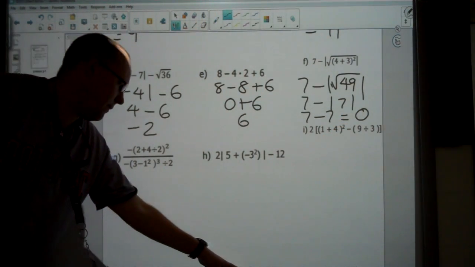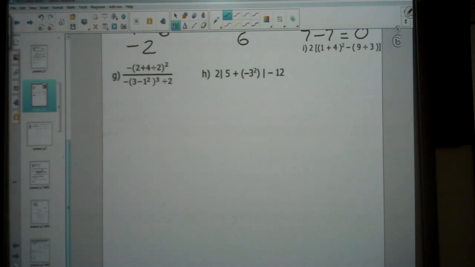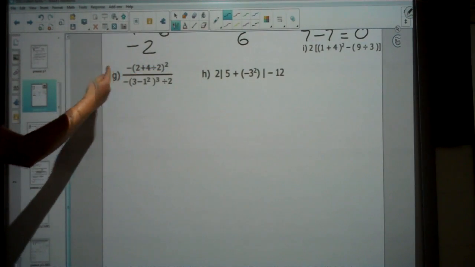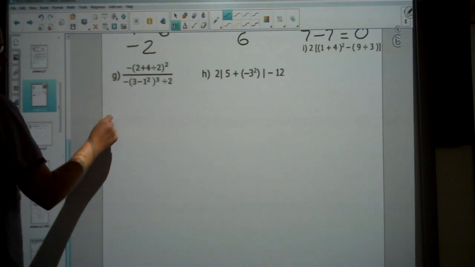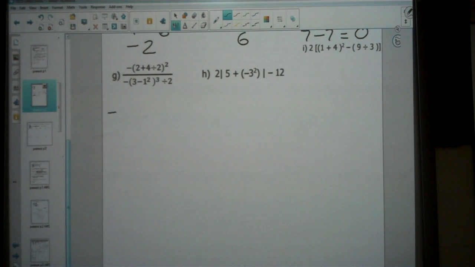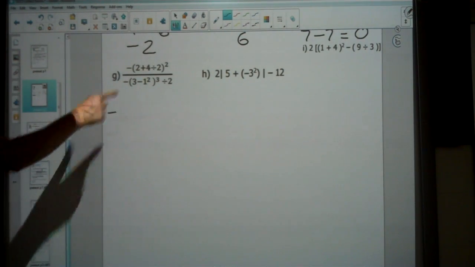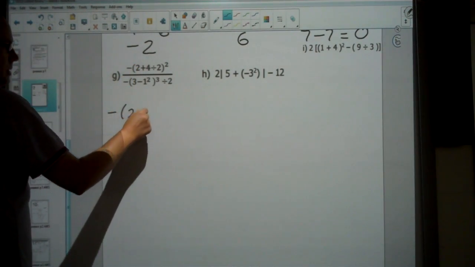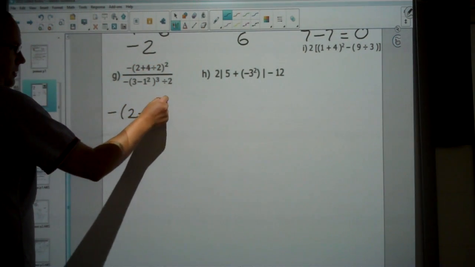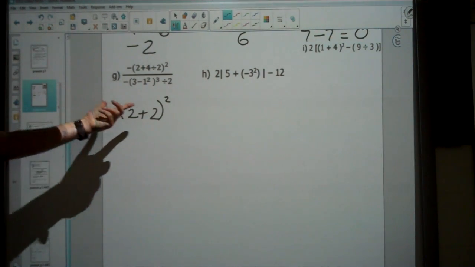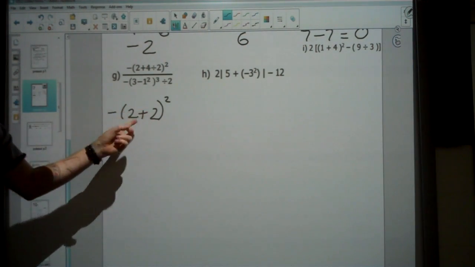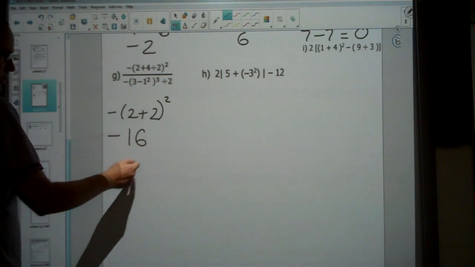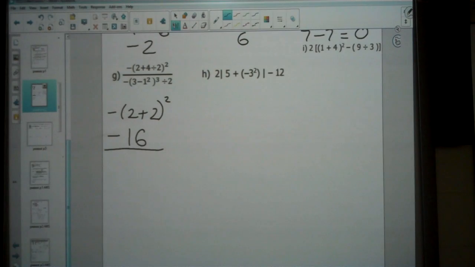Now when I get to G, I have a fraction question. So I want to work out the numerator as one question and the denominator as a second question, and then divide the two answers, because that's what the line means here. So when I look at the top here, I see my parentheses. So I'm going to work on that part first. Within the parentheses, I have addition and division. Division comes first on this one. So I'm going to do 4 divided by 2, which is 2. And then I can do my addition. So 2 add 2 is 4. And then I can do my exponent, which is 4 squared. So 4 squared is 16. And that's the top part of my answer.